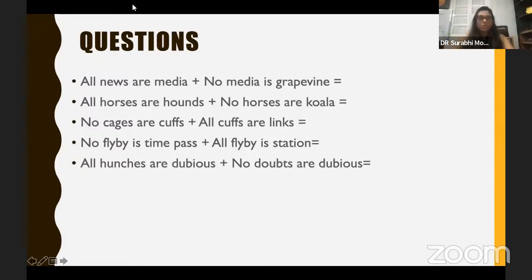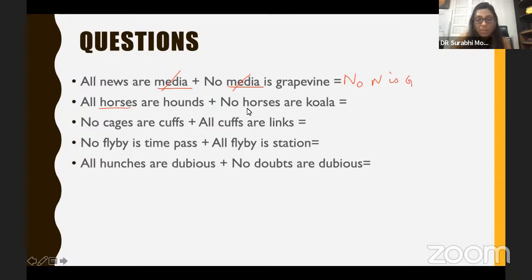Great. So I can see that you all have answered. So let's mark the middle term. In this case, the middle term should not be written with all. Media is the middle term. It is not written with all. Hence, I will get a no answer. No news is grapevine, isn't it? And I can see that you all have got this answer.